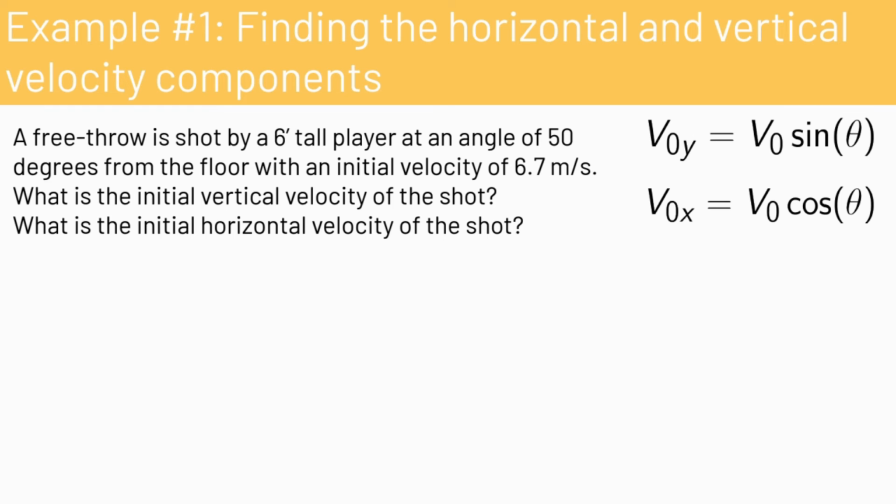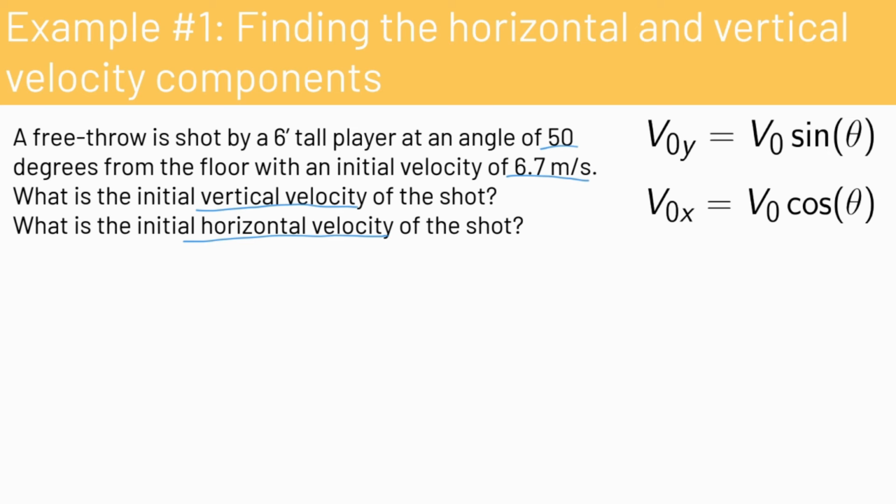All right, we're going to do a couple of examples here. So example number 1, finding the horizontal and vertical velocity components. So we've got a free throw shot by a 6-foot tall player at an angle of 50 degrees from the floor with an initial velocity of 6.7 meters per second. We want to know the initial vertical velocity and the initial horizontal velocity.